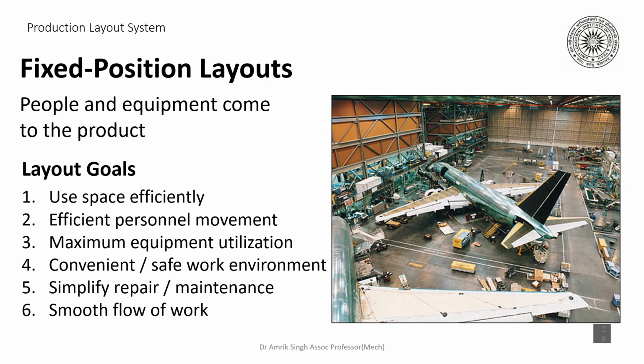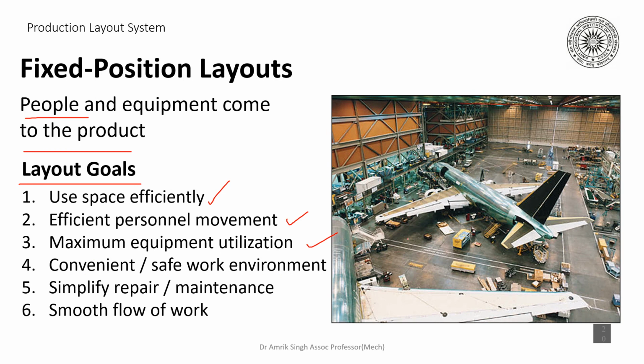This is another example, making an aircraft. So it is again a fixed type of layout. Here people and equipment come to the product. People are there and the equipment is there, and the product is made here and then from here it will be moved. So the goals of layout for the fixed position type are to use space efficiently, efficient personnel movement of the skilled people, maximum equipment utilization, and a convenient and safe working environment.